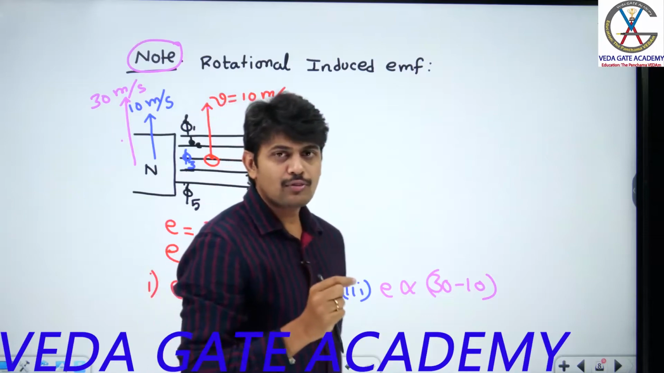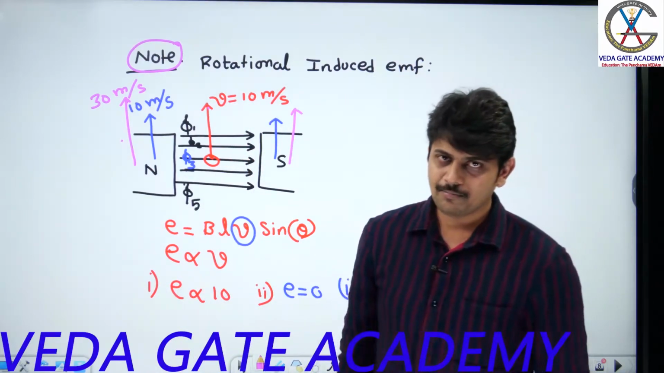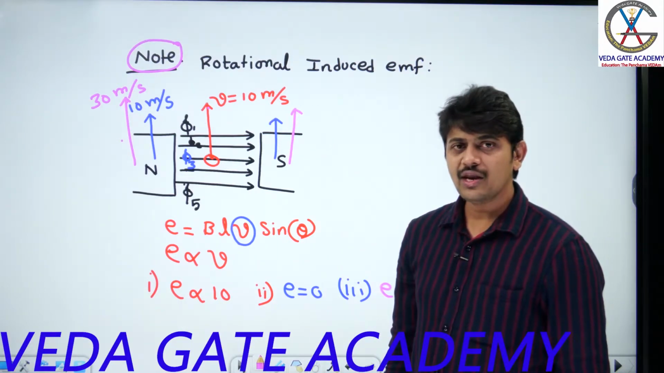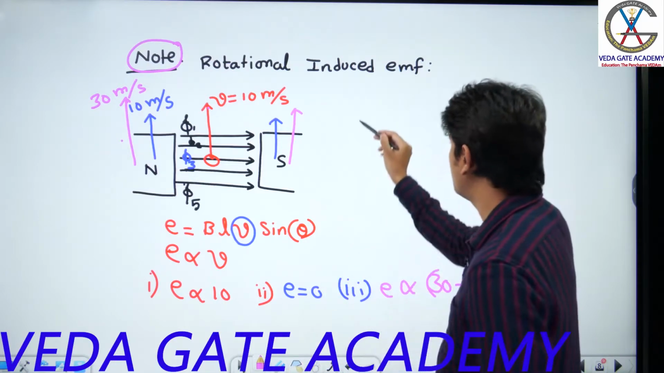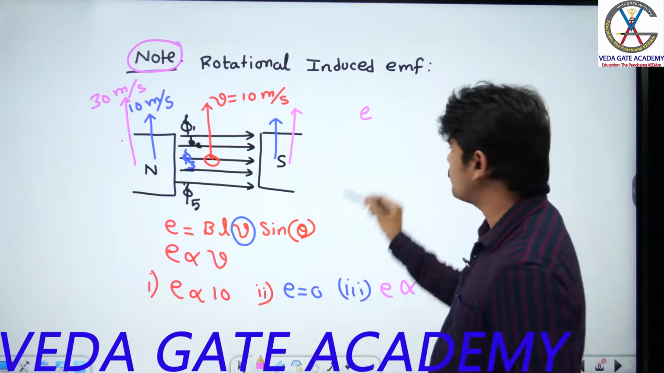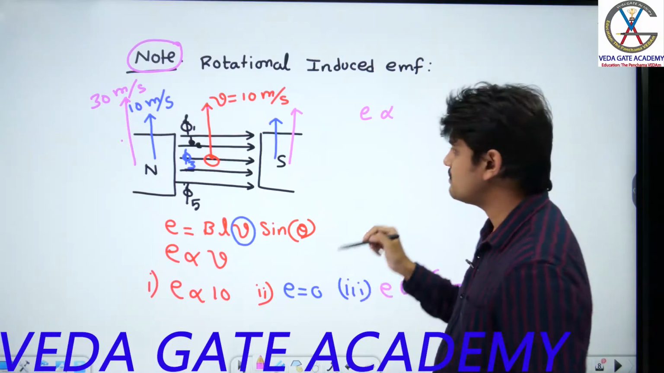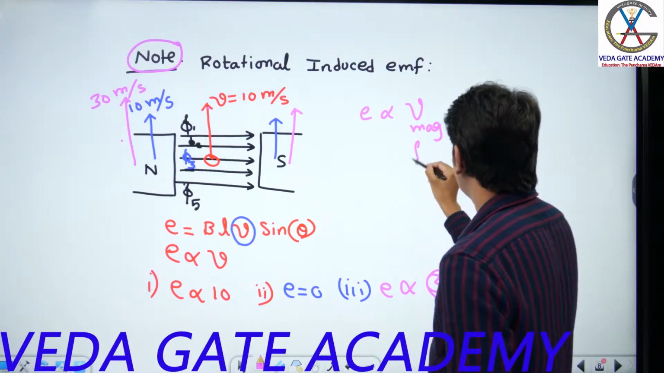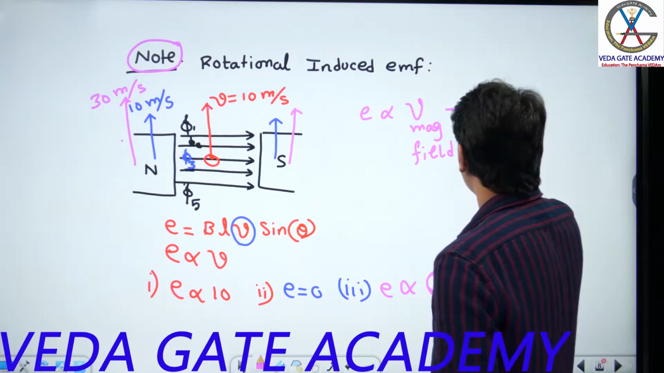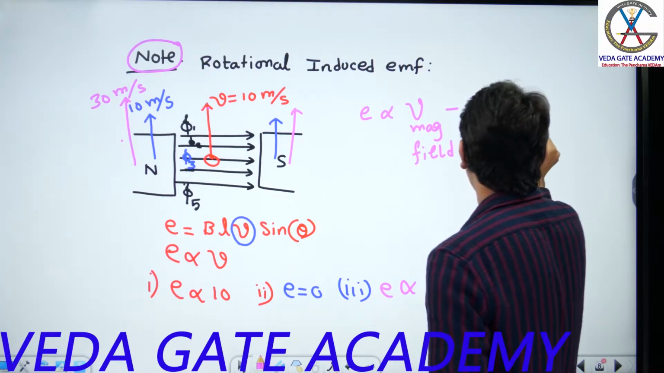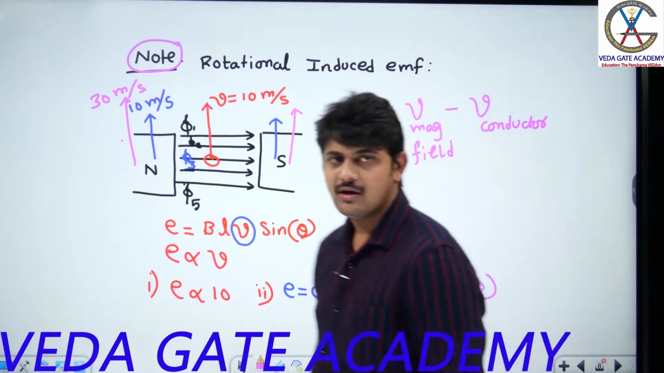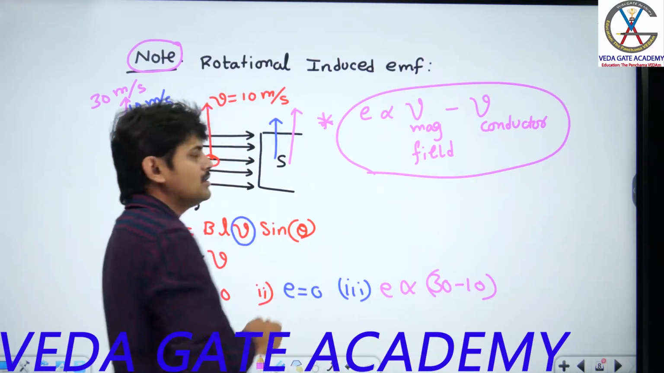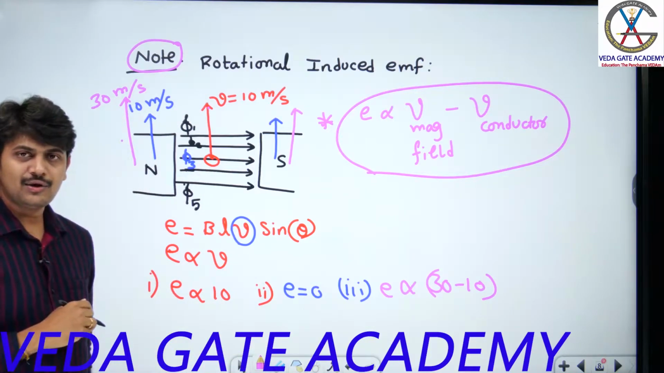Note, if both conductors and magnetic field are moving, then the induced EMF is directly proportional to the relative speed or velocity between the magnetic field and the conductor. Relative speed between the magnetic field and conductor. So this is one of the very important observations you have to remember. So this is the brief idea about dynamically induced EMF.